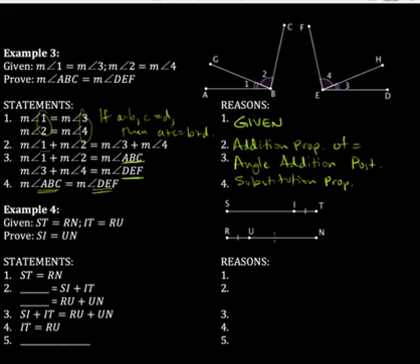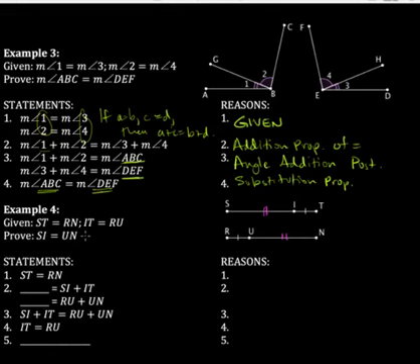Now it kind of makes sense that this would be true, right? If this longer segment is congruent to this longer segment, and I take out the same amount from each segment, it would seem to make sense that this would end up being the same as this. What's left over after I take out IT would be the same length as what I have left over when I take out RU. But we can actually prove that it has to be true. So let's look at that.